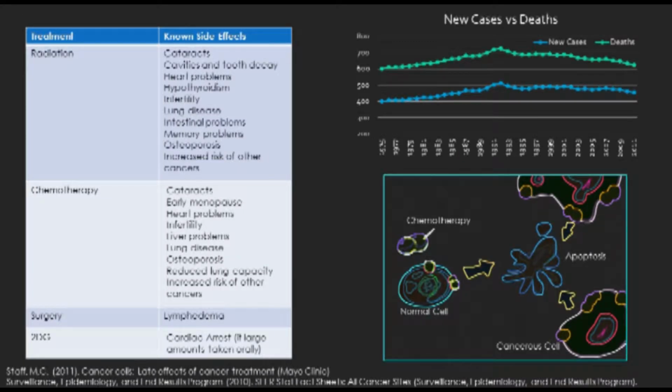The table on the right shows all the current treatments for cancer, along with their side effects, and there are a lot of side effects. Over here, if you look at this graph, you'll see the new cases versus death ratio, and you can see that the rate is about the same, so our current treatments aren't even making a dent in the amount of deaths per year. And this is partially because our current treatments like chemotherapy and radiation are attacking more than just the cancer cells, but also the normal cells.